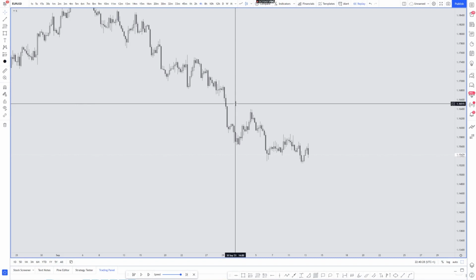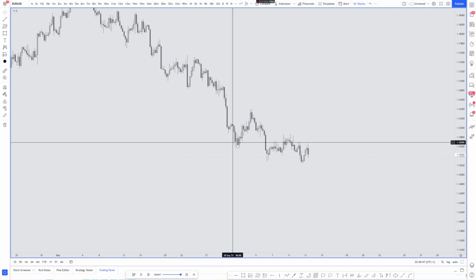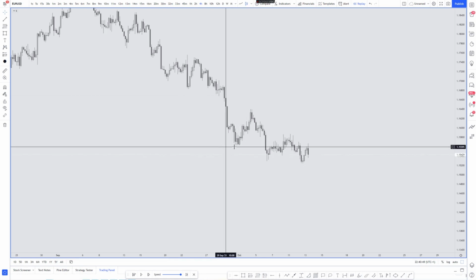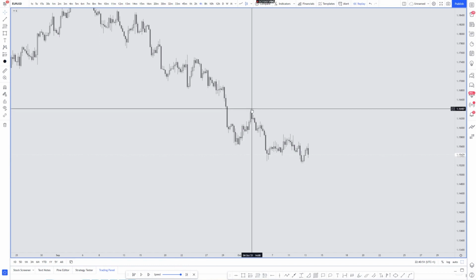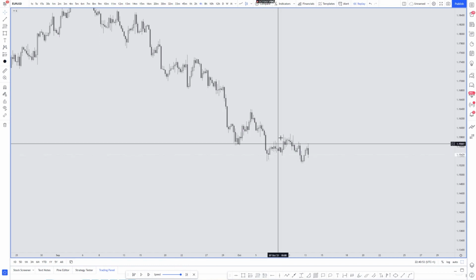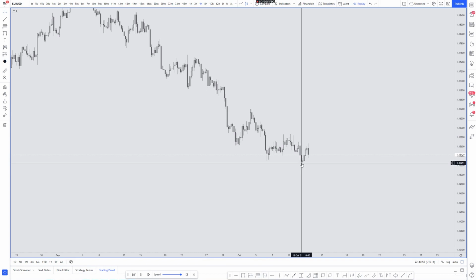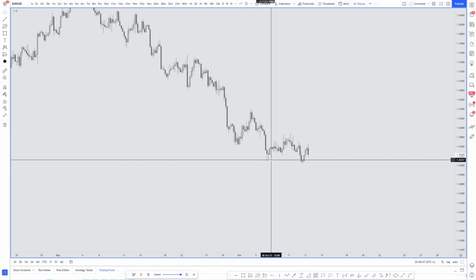Hey everyone, so this is Euro USD, and we're going to do a couple different examples, maybe even on a couple different pairs, and just show you how a trade can be different, whether it's pro trend or counter trend. And I just want to show you a couple ways of managing a trade as well.